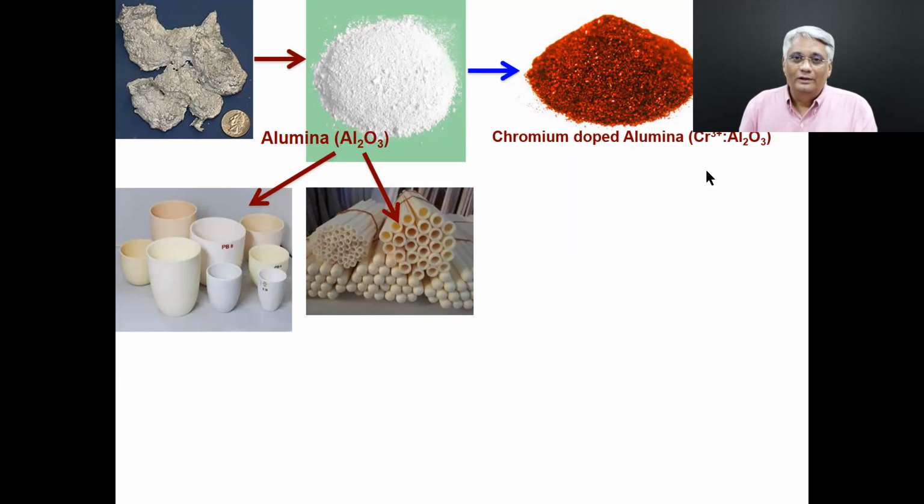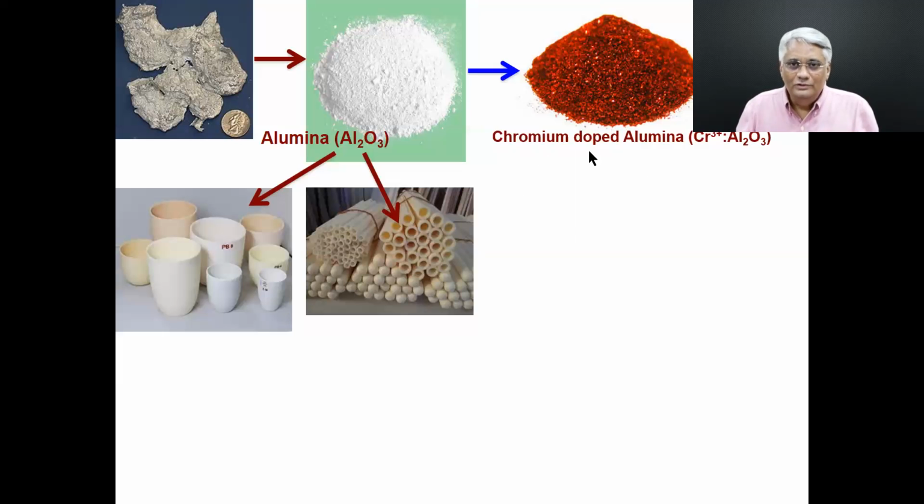Doping normally can be represented in this way: Cr3+ colon Al2O3, or it can be Al2O3 colon Cr3+, which means Cr3+ is an ion that has replaced one of the lattice atoms or lattice ions. In this case, of course, chromium can replace aluminum because it is a cation, and it can replace another cation which also has a 3+ valence state.